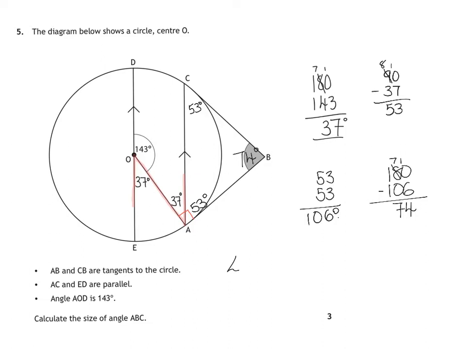So we should write angle CBA is equal to 74 degrees. It's the same as ABC, as long as the letter in the middle is the same. It doesn't matter the order around in which they go. So our marks for this one are 1 for the 37 in there, 1 for the 53 for CAB, and then 1 for the 74 in there.